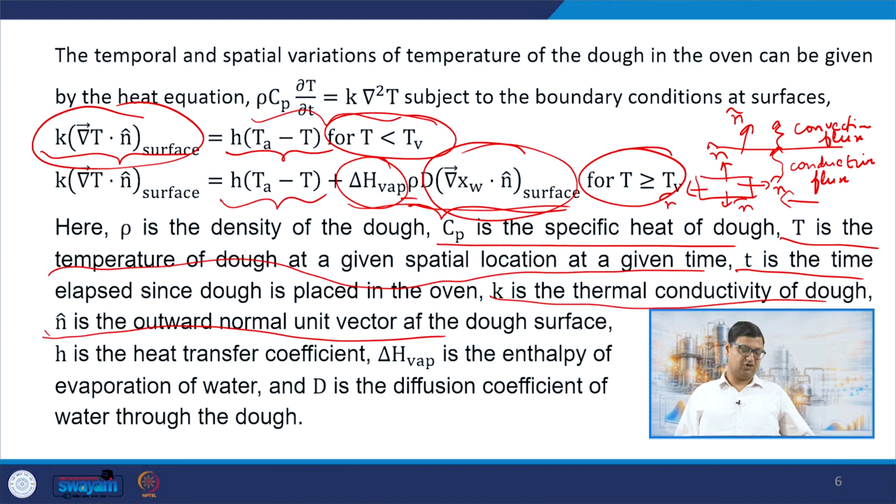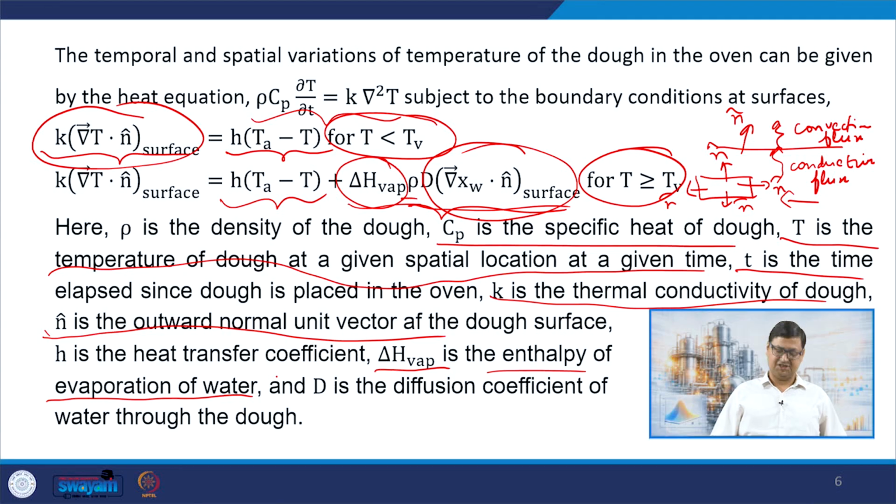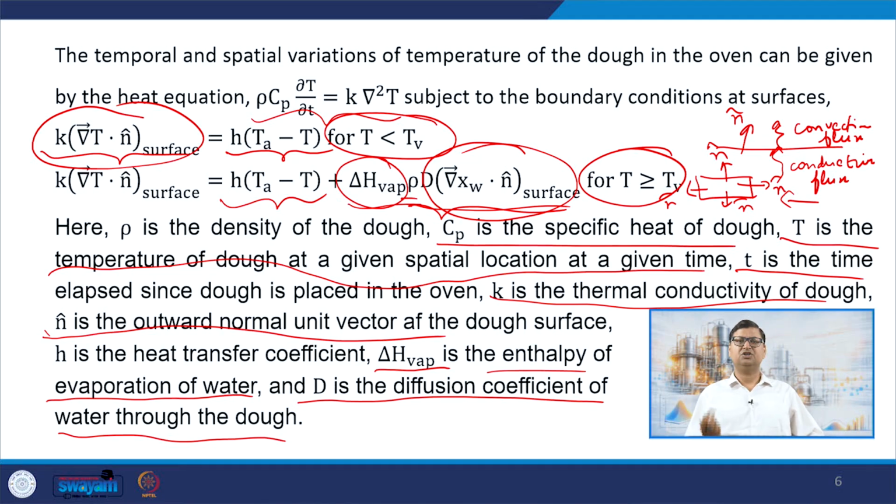H is the heat transfer coefficient, delta H vap is the enthalpy of evaporation of water, and then D is the diffusion coefficient of water through the duff. Keep in mind that the diffusion coefficient of water outside will be much higher, but since it is passing through the duff, there are obstacles on the way of water molecule diffusion. So, this will be some sort of an effective diffusivity of the moisture inside the duff, right.